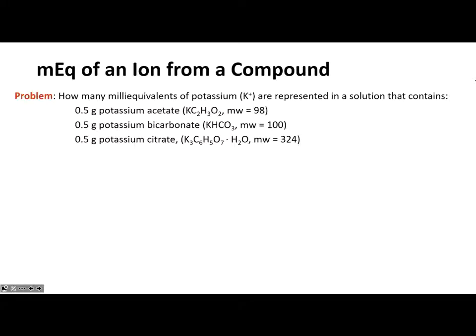Let's keep it going. All right, so here's another question. It says, how many milliequivalents of potassium are represented in a solution that contains, and you can see there's 0.5 grams of 3 different variations of potassium. Potassium acetate, potassium bicarbonate, and potassium citrate. What do all 3 of those ingredients have together? Potassium, right? So they're all various forms of potassium. And what we want to know in the end is the total amount of potassium from that amount of all 3 of those ingredients. And that happens a lot.